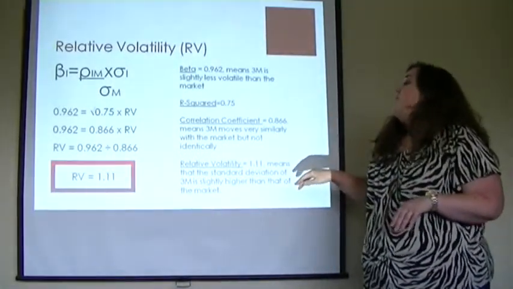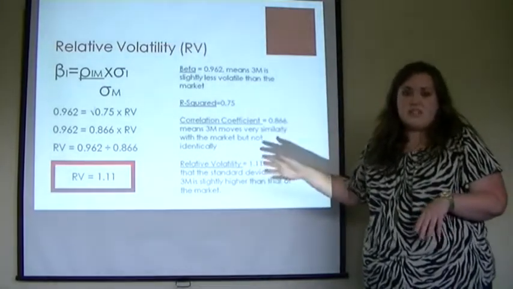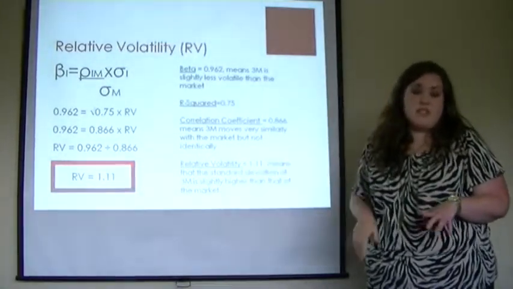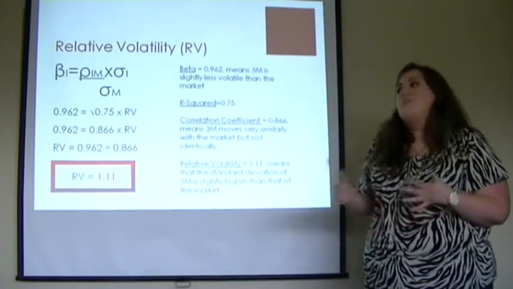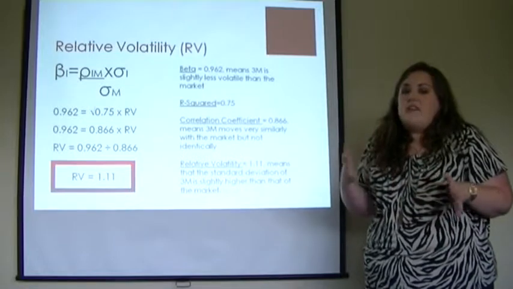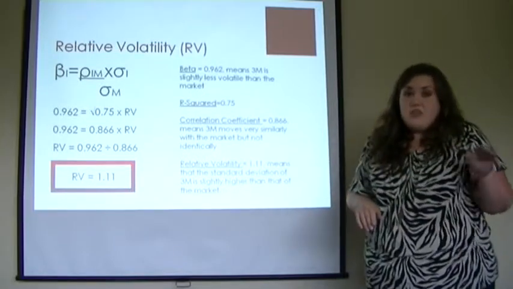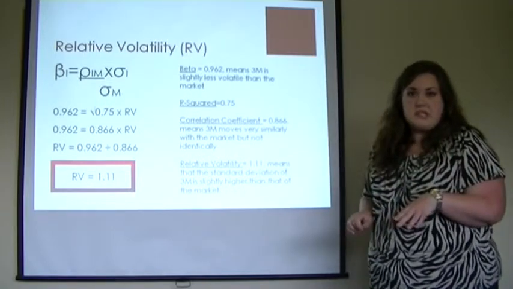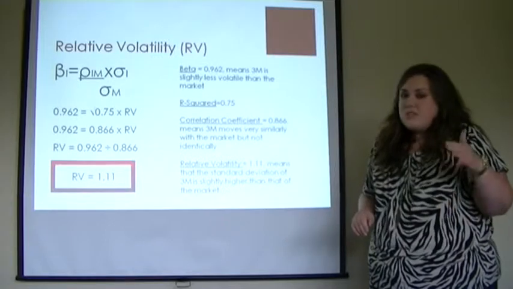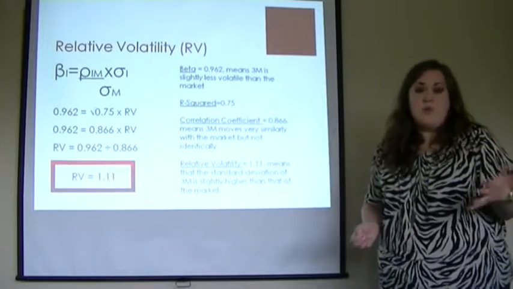So we're going to take those numbers moving into the next slide, and we're going to plug them into the beta equation. So we have the beta equals, again, correlation coefficient times the relative volatility. And we're going to back the relative volatility out of this equation because we're given the beta and the correlation coefficient. So we end up with 0.962 equals the square root of 0.75 times the relative volatility. And we just go through the motions with typical algebra, and we end up with relative volatility of 1.11.